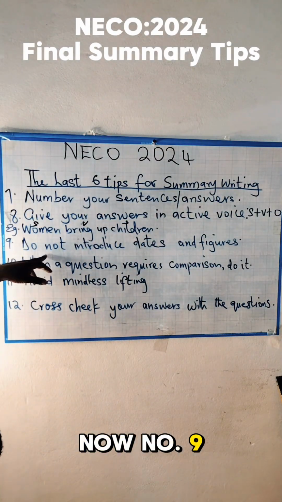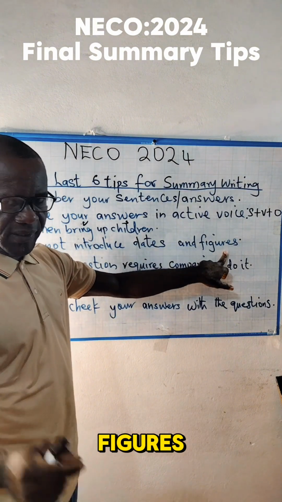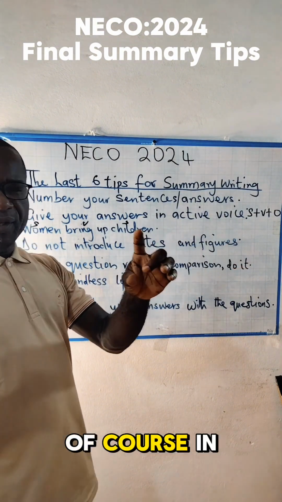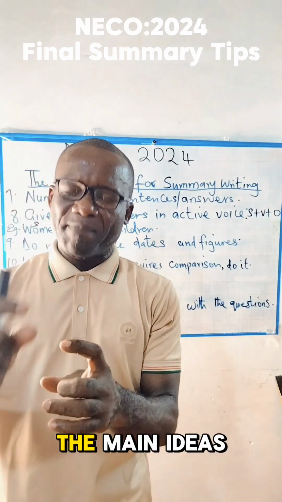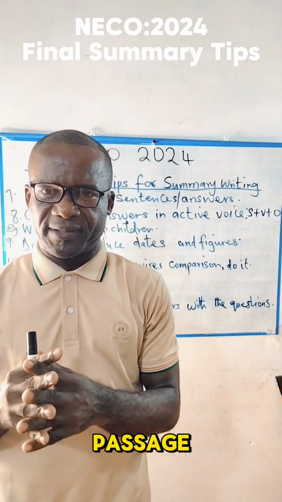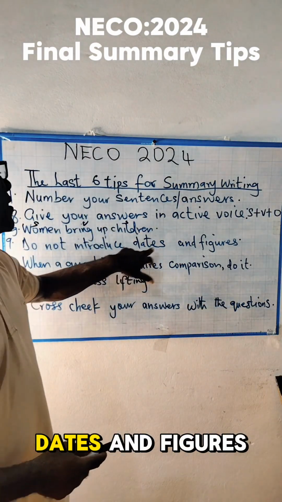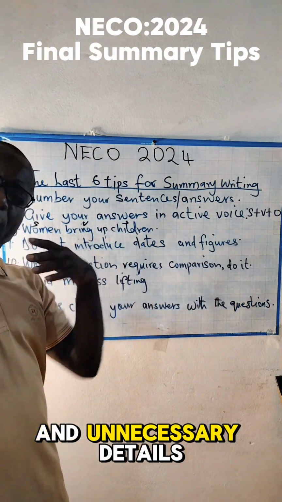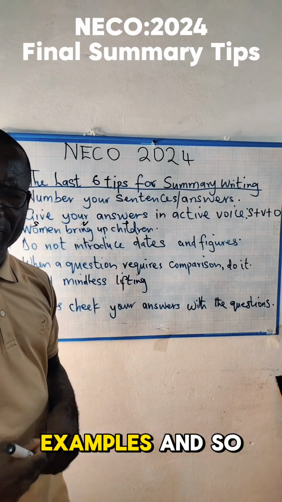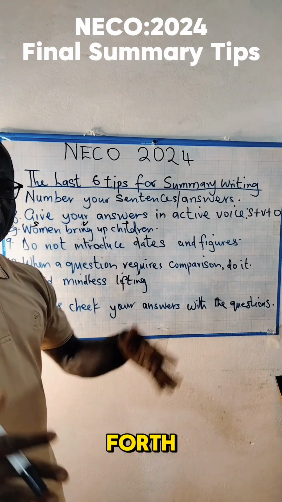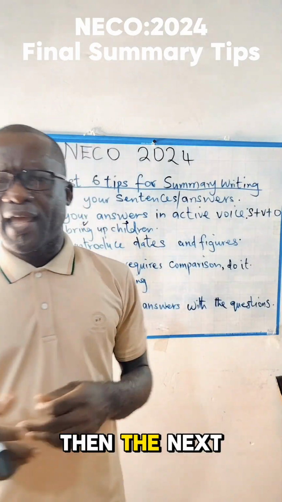Number 9 is do not introduce dates and figures. In summary, you are trying to get just the facts, the main ideas in the passage. So there is no room for dates and figures, and unnecessary details are not important. Conjunctions, examples, and so on and so forth are not part of it. So avoid them.